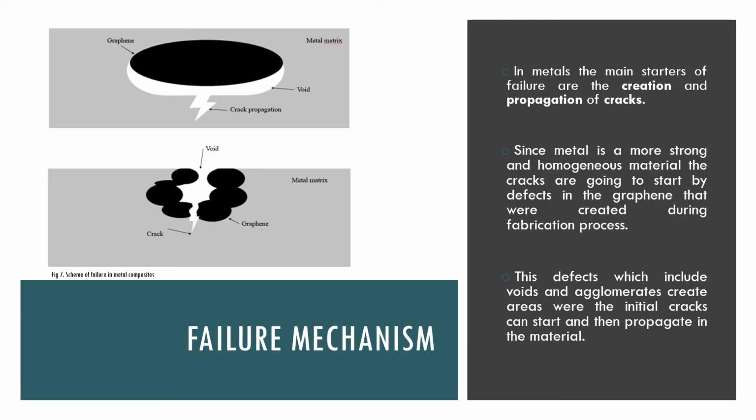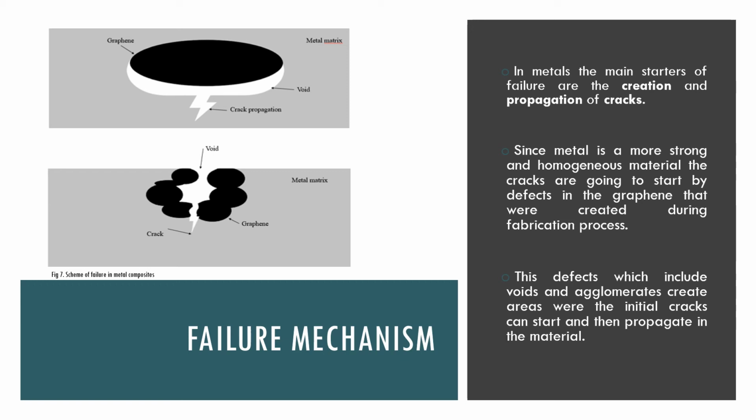Like previous materials, the main failure mechanism in metals is crack propagation. Since metal is a more strong and homogeneous material, the cracks are going to start by the defects in the graphene that were created during the fabrication process. These defects, which include voids and agglomerates, create areas where the initial cracks can start and then propagate towards the material.